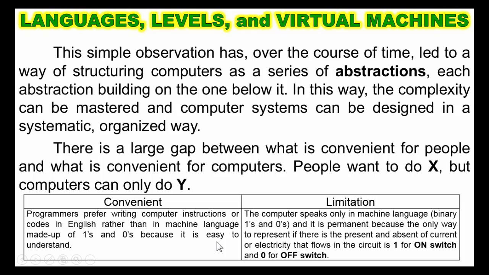Convenient means programmers prefer writing computer instructions or codes in English rather than in machine language made up of ones and zeros because it is easy to understand. But the computer has limitations. The computer speaks only in machine language, binary ones and zeros, and it is permanent because the only way to represent the presence and absence of current or electricity that flows in the circuit is 1 for on switch and 0 for off switch.